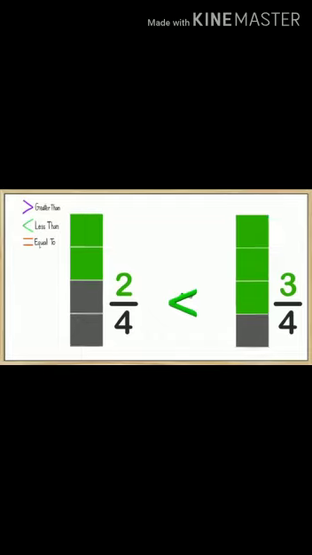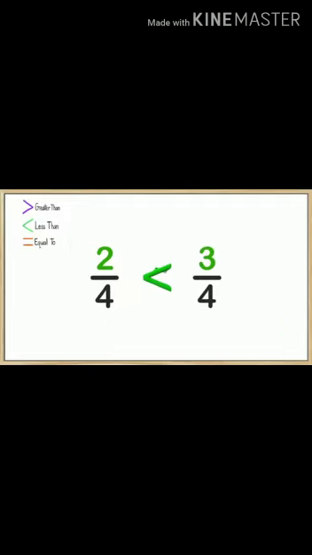Great job! Now another way we could have compared these two fractions is by noting that the denominator is the same in both fractions. Both fractions have 4 total parts. This means that we can look at the numerator, and the bigger the number means that fraction is bigger. The numerator on the left is 2, and the numerator on the right is 3. 3 is bigger than 2, so we know 3/4 is bigger than 2/4.